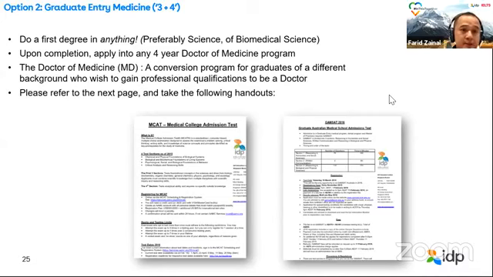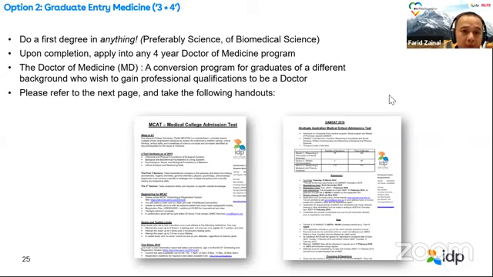Okay, so I'll move on to the second option of exploring doing the graduate entry medicine. All right, obviously the requirement is to complete a first degree, in fact in anything. Having said that, if you do have a notion of entering into medicine, then it will be advisable to do a science background or biomedical science background, right? So these will put you in a good position when you do embark on your 4-year doctor of medicine.